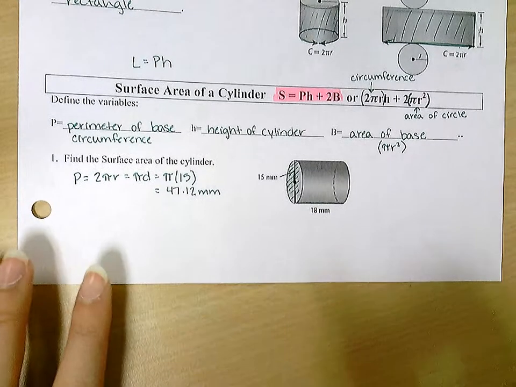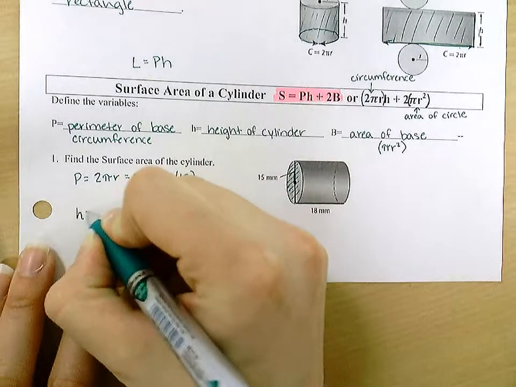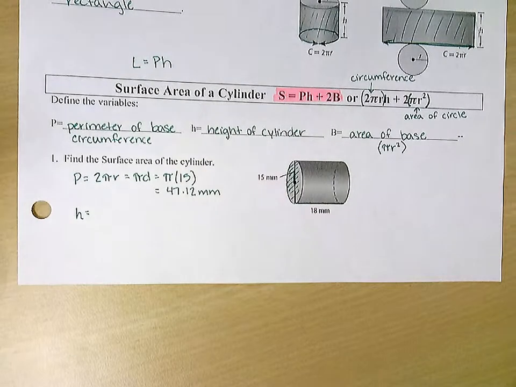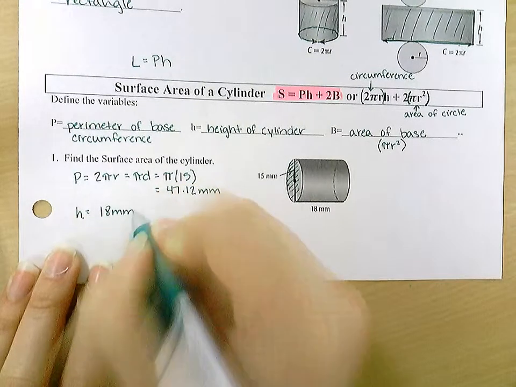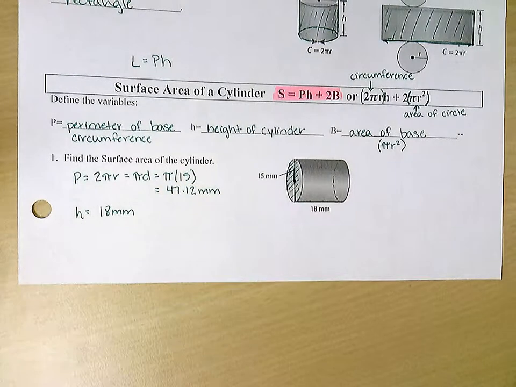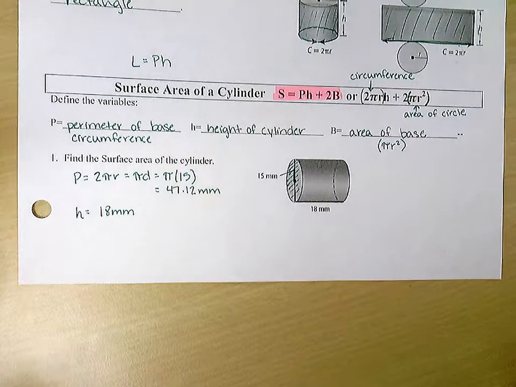Okay, next I want H. H is the distance between your two bases. What's this distance between the two bases? 18. Okay, so it's that perpendicular distance between the two bases.